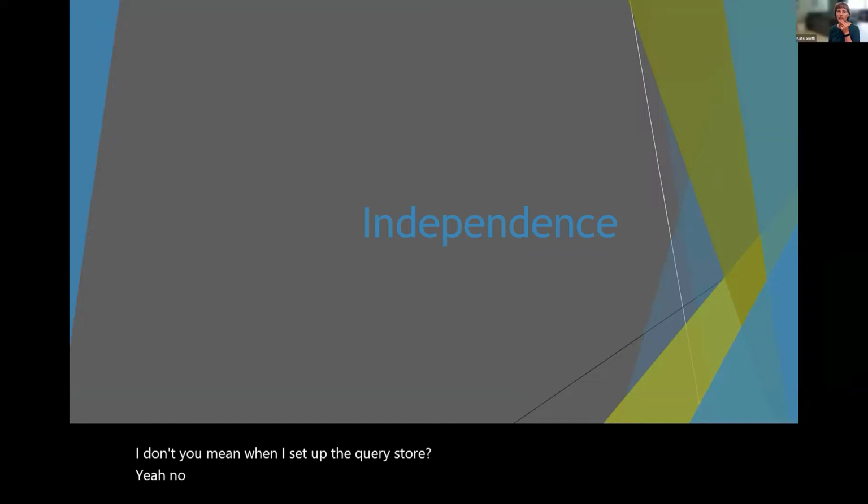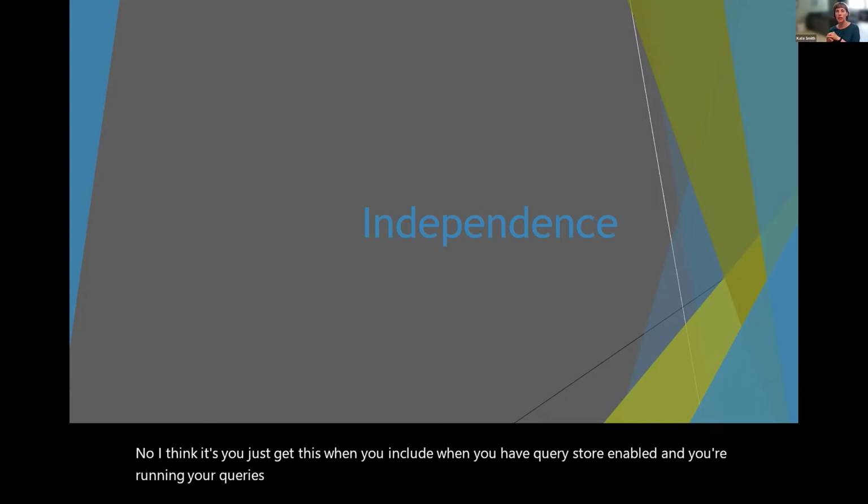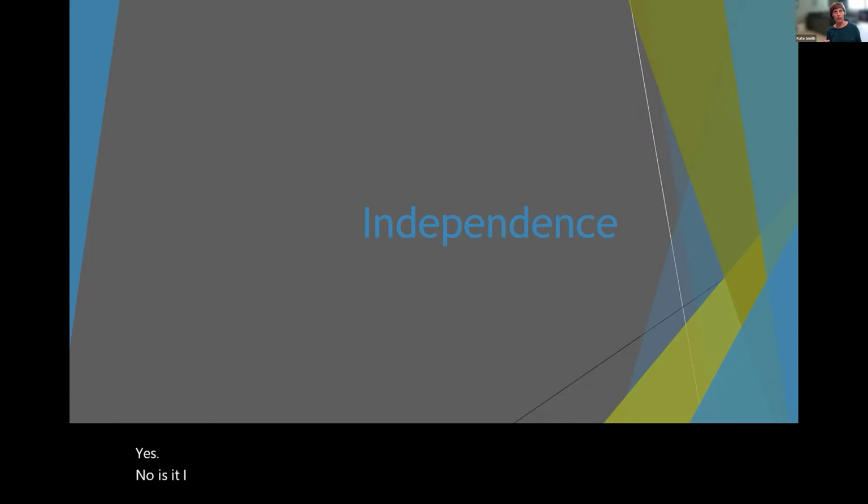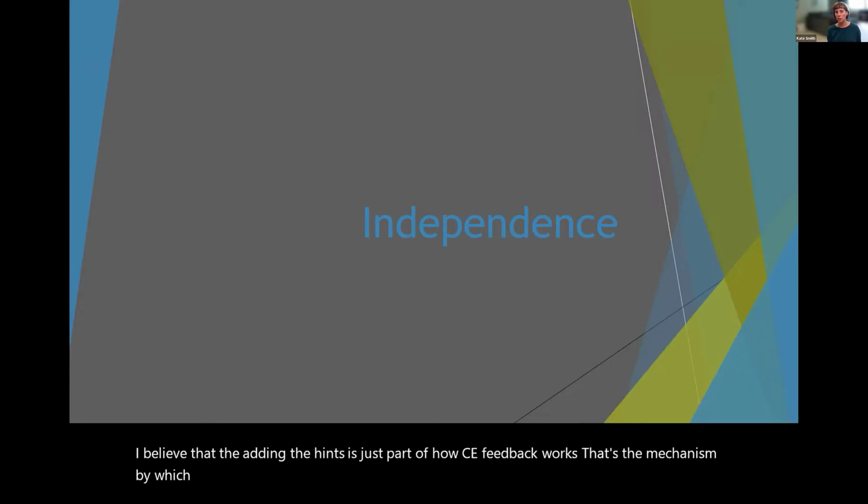No, I think you just get this when you have query store enabled and you're running your queries under the right compatibility level. You will just get those hints. Was the question about the hints or the feedback? Sorry, it was about the hints. Is the query store feedback adding hints part of the auto tuning option? No, I believe that adding the hints is just part of how CE feedback works. That's the mechanism by which it affects change on your workload. Okay, perfect. That was the only question, so you're good to go.